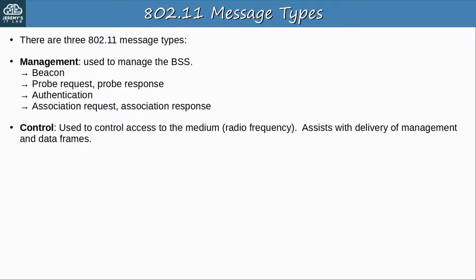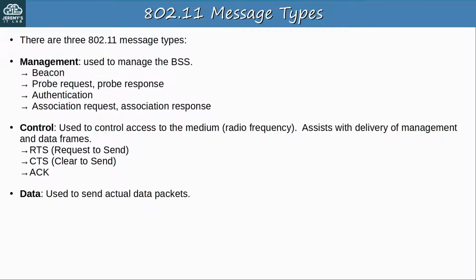The second type is control. These frames are used to control access to the medium, the radio frequency. They assist with the delivery of management and data frames. For example, request to send and clear to send messages, which I very briefly mentioned in the previous video, are control messages. Also, ACK messages, used to acknowledge that a message was received, are control frames. The third type of message is data. These are the messages used to send actual data packets.